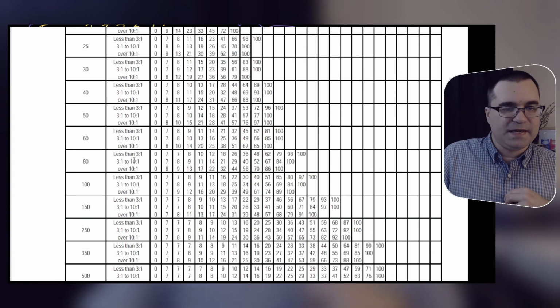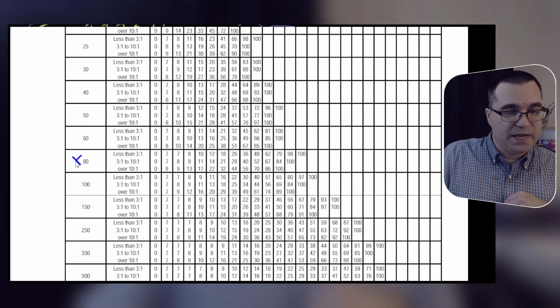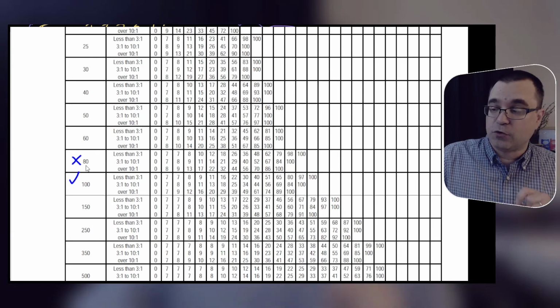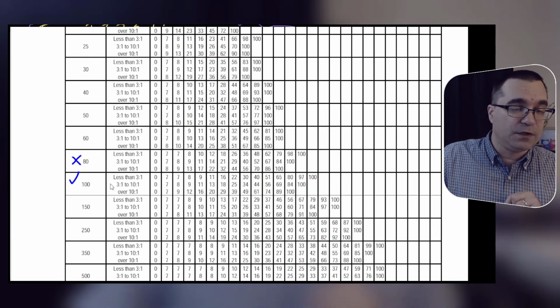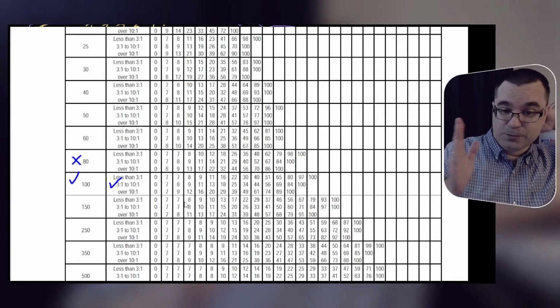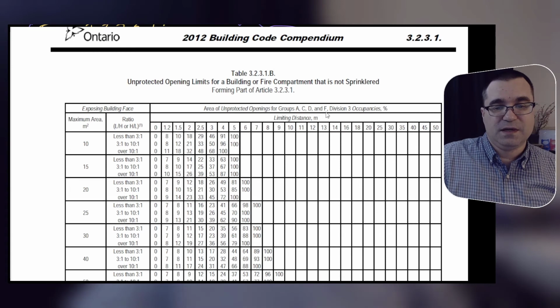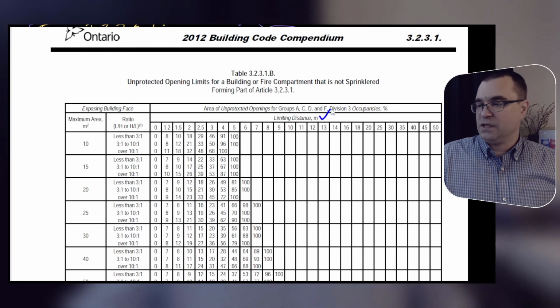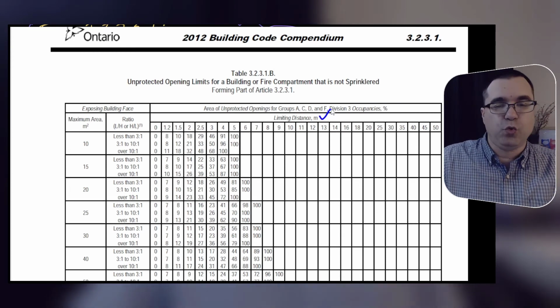So again, because the area that we found was 85.56, we don't use 80 as an area, but instead we use 100, because the ratio we get is 4.04 to 1, and we're going to be using this ratio here, 3 to 1 to 10 to 1. Question is, what column do we use for limiting distance? Well, the limiting distance we found was 20.